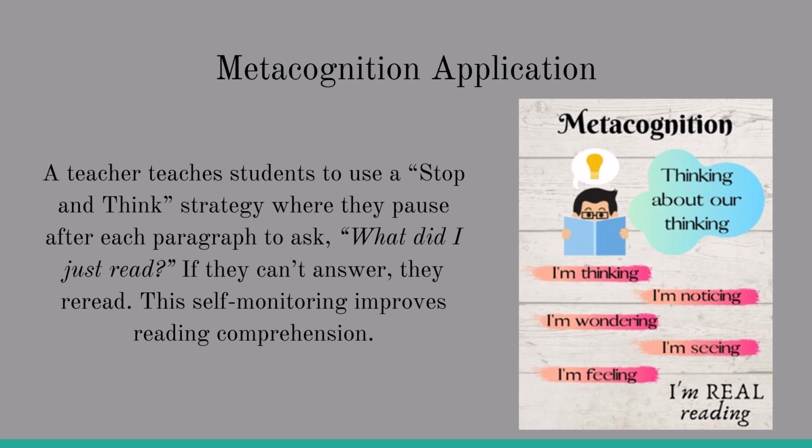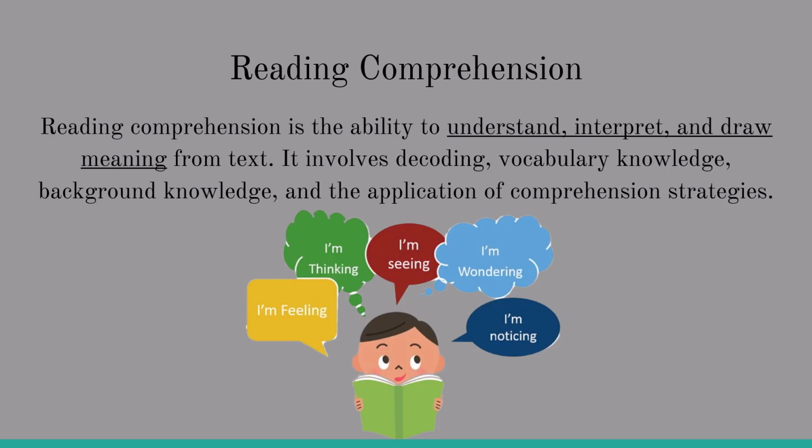Metacognition application within the classroom can look like a teacher teaching students to use a stop and think strategy, pausing after they read each paragraph. And the students can ask, what did I just read? If they can't answer it, they need to reread the passage or that paragraph. So this is a form of self-monitoring, which improves reading comprehension for the students. And it allows teachers to have little check-ins to see where their students are falling.